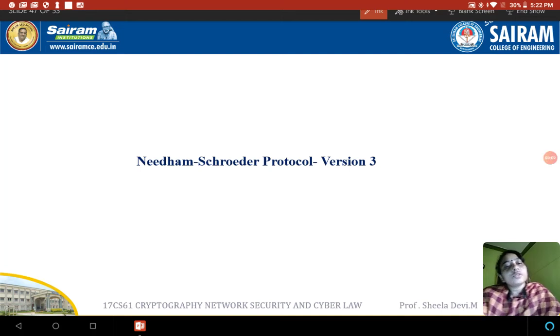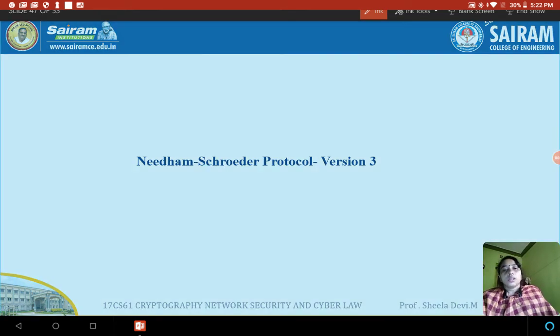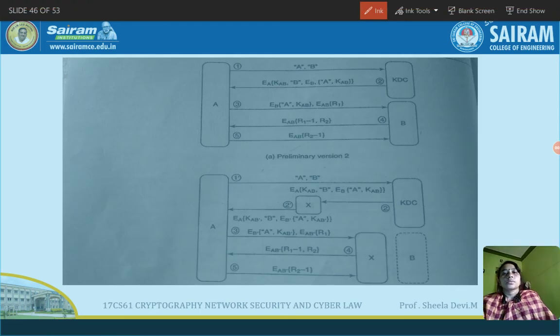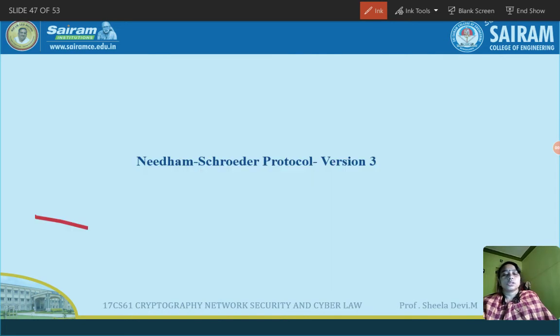Hi, now we are going to see Needham-Schroeder Protocol version 3. In the previous session we were seeing Needham-Schroeder Protocol version 2. That is, it was impersonated by X, and actually X has replayed the information which was already sent between A and KDC. So this is the problem we faced with version 2. How are we going to avoid it in version 3?